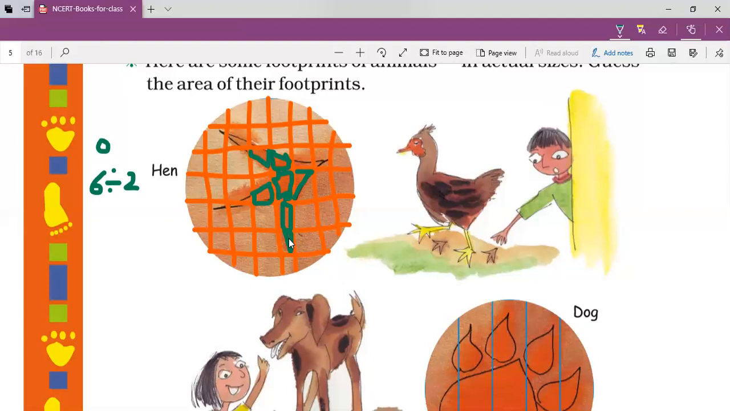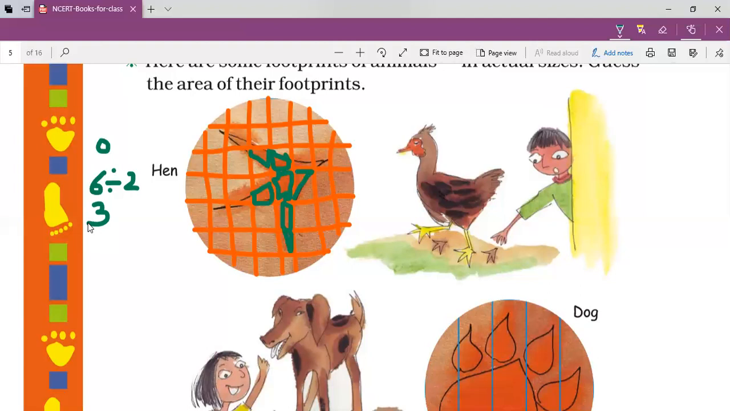When we add both the halves, what do we get? 1. So how many squares will be filled with these 6 halves? Three. Understood how I got the 3? Because I am adding 2 halves and forming 1 square.